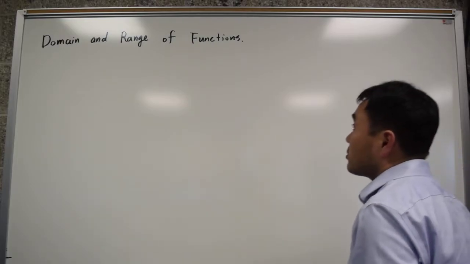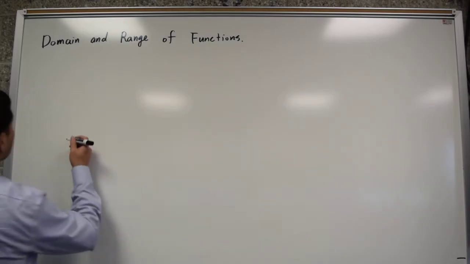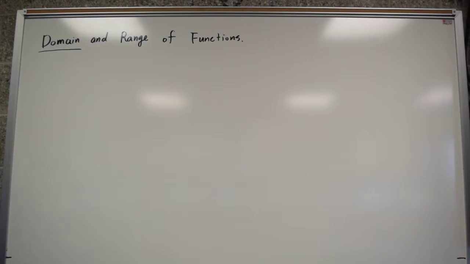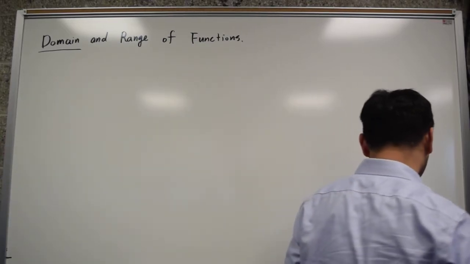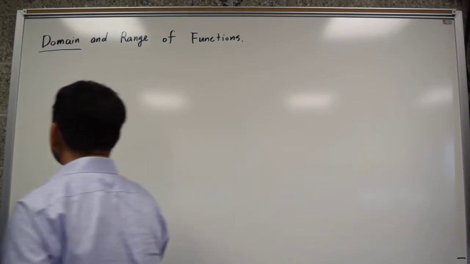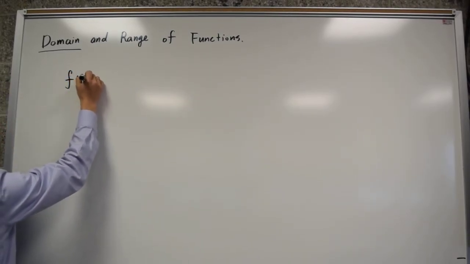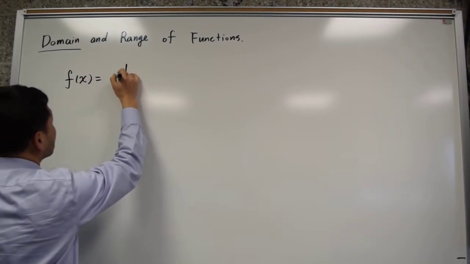A domain and range of functions. Well, as I noted earlier, domain means it's the collection of all possible inputs, and range would be all possible outputs. So let me start with an example here. Suppose you have f of x equal to 1 over x.